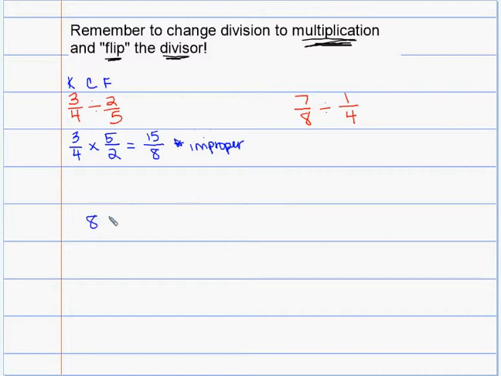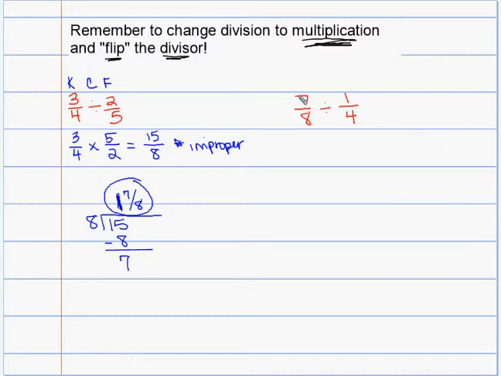So, work out the division. 8 will go into 15 how many times? It's 1. 1 times 8 is 8, and subtract. So you get 1 whole and 7 out of 8. Remember, the remainder is your numerator. The divisor becomes your denominator. So 3/4 divided by 2/5 is 1 7/8.